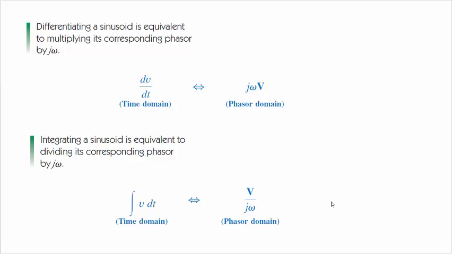So I told you about multiplication, division, addition, subtraction, reciprocals, and square roots. It would not be complete without mentioning differentiating and integrating. Differentiating something in the time domain is equivalent to multiplication by j omega in the phasor domain. And integrating is equivalent to dividing by j omega in the phasor domain. You can prove that using Euler's identity. You take the derivative of Euler's identity and see what you get.